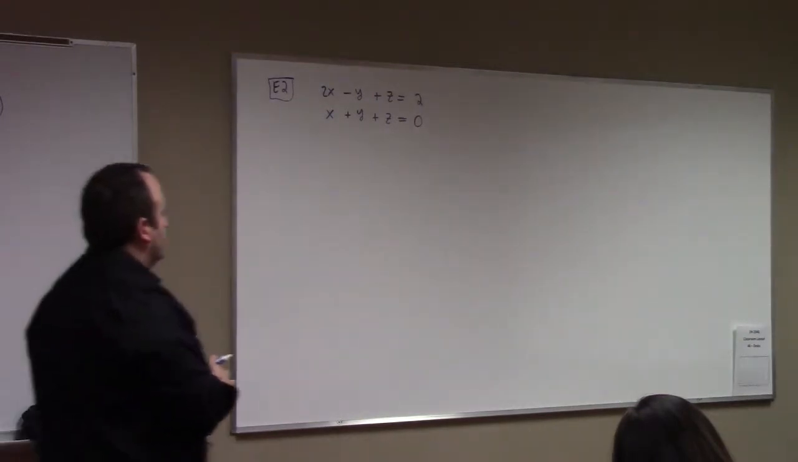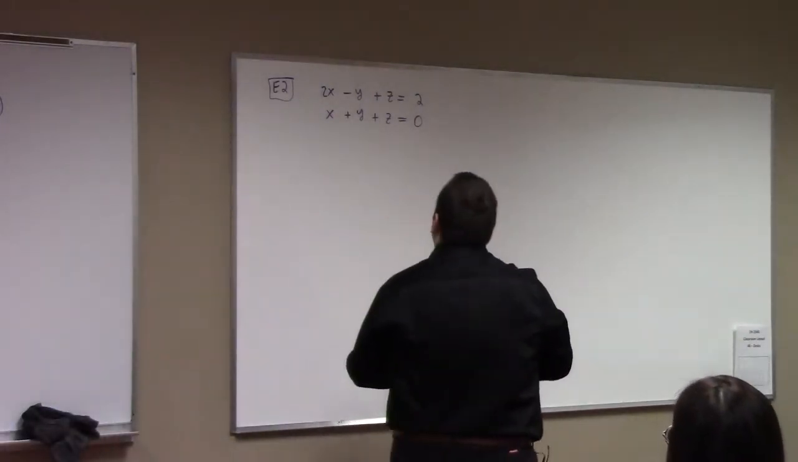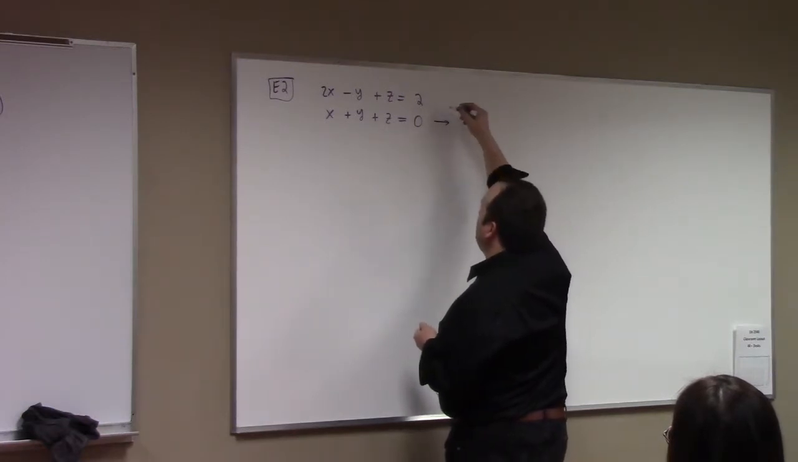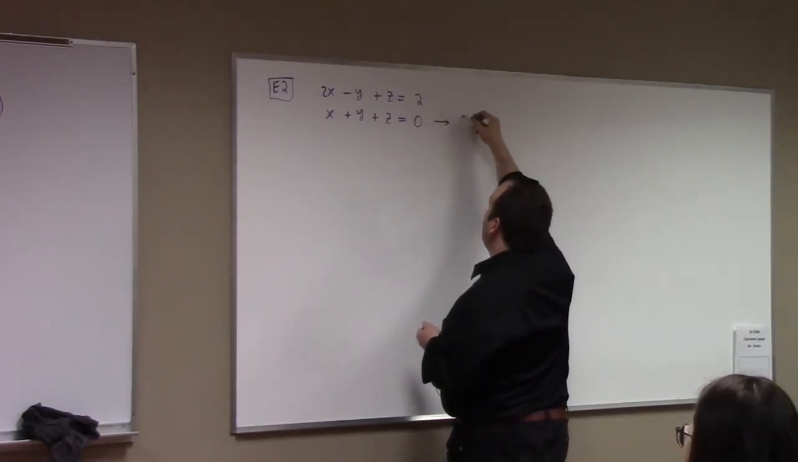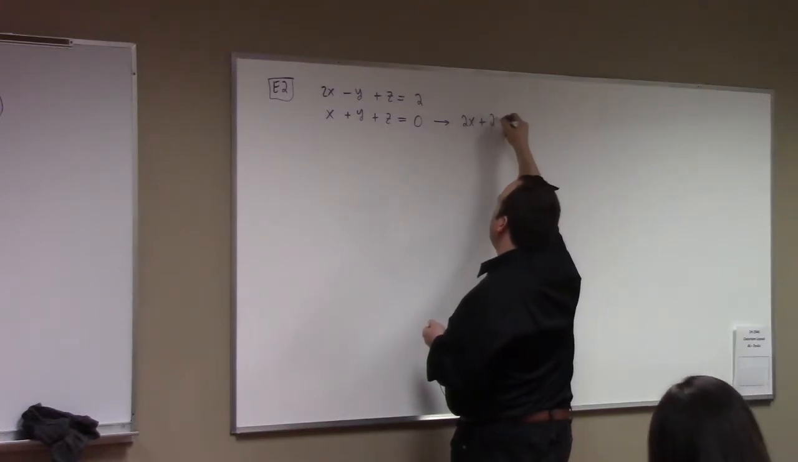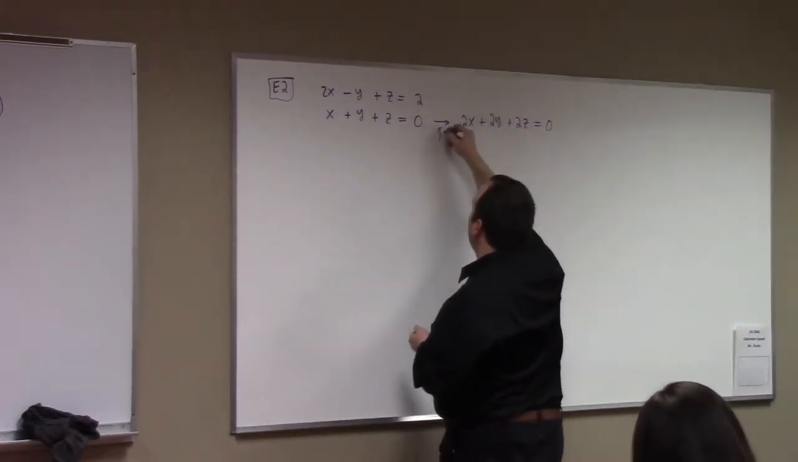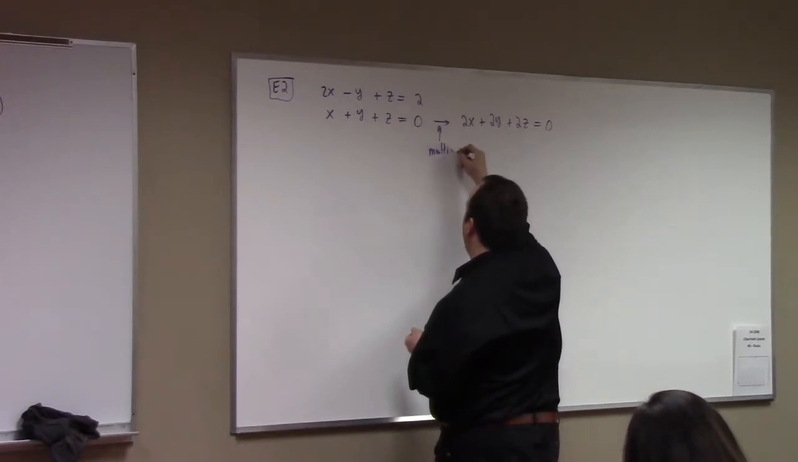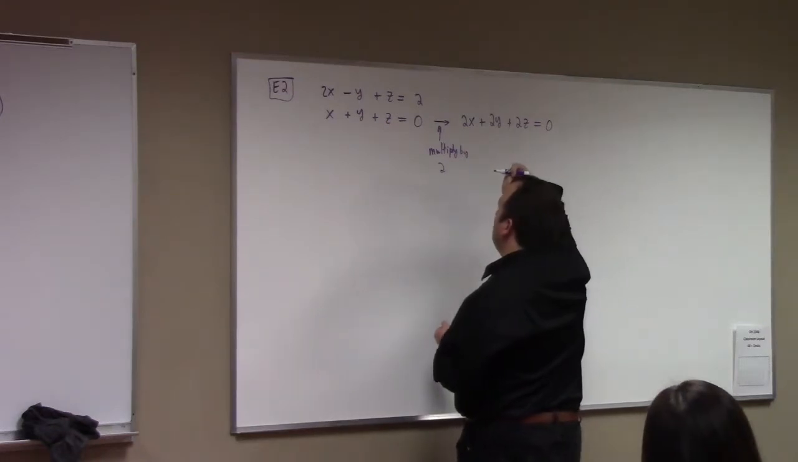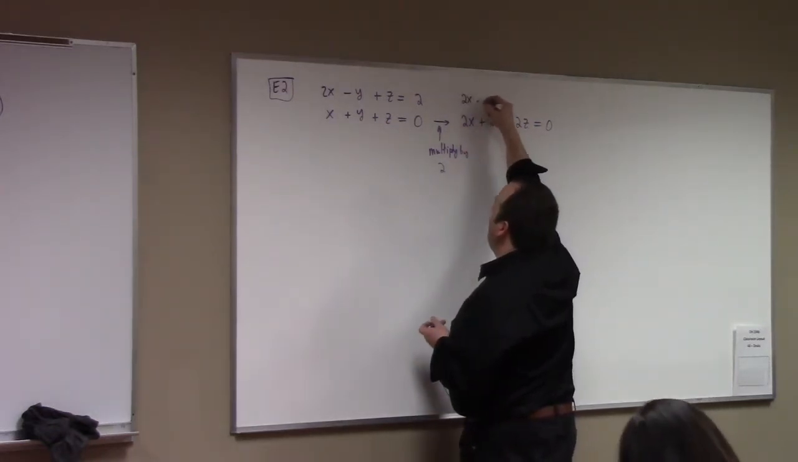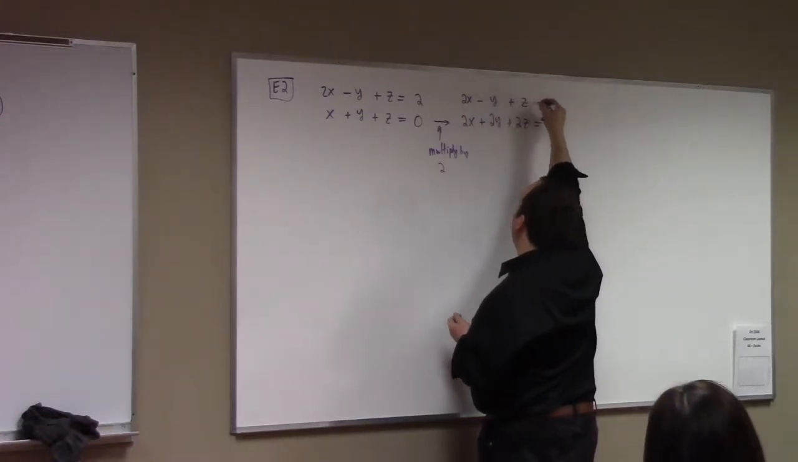So here, there's various ways you could go, but one thing we could do is multiply by 2, right? So this gives me 2x plus 2y plus 2z equals 0. Multiply by 2. And, of course, the first equation is still what it is.